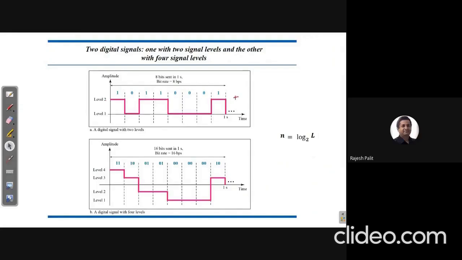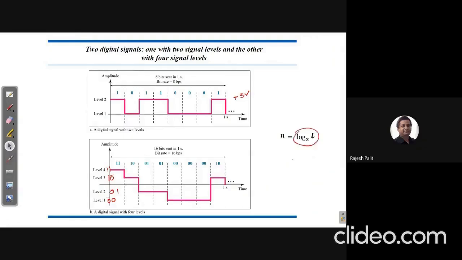Now here in this case, there are two levels: 0 voltage and say plus 5 voltage. But in the figure below, you see there are 4 levels. Each of them is denoted by a combination of bits, say 00, 01, 10, 11. So this is how we label them. There are 4 levels.